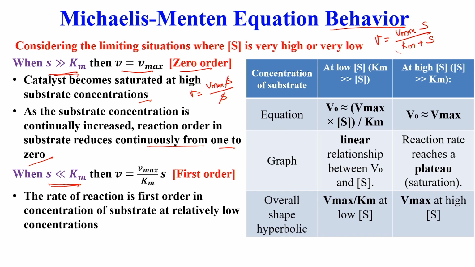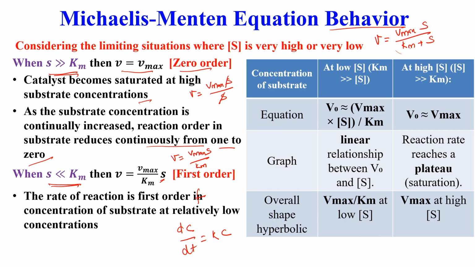Now, consider the second case, when S is much less than Km. Here we can ignore the value of S in the denominator. This becomes V max S upon Km, so V equals V max upon Km into S. Typically this is first order kinetics, dC upon dt equals K into C. So, it follows a first order reaction. The rate of reaction is first order if the substrate is at relatively low concentration.